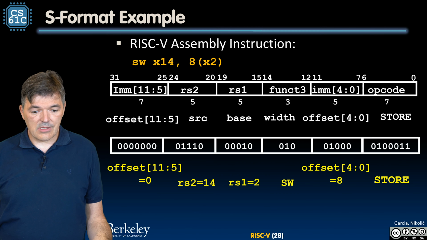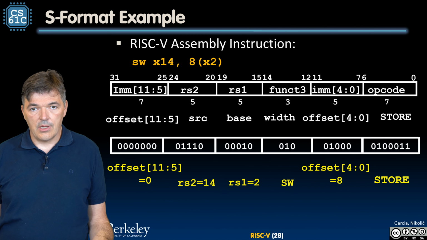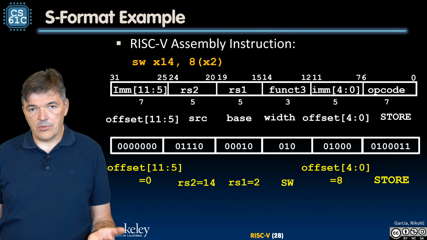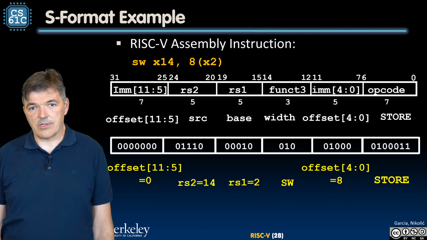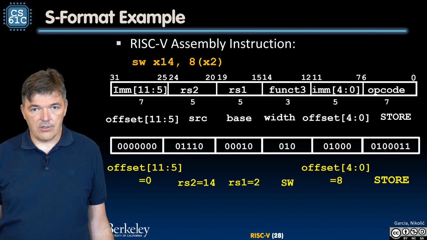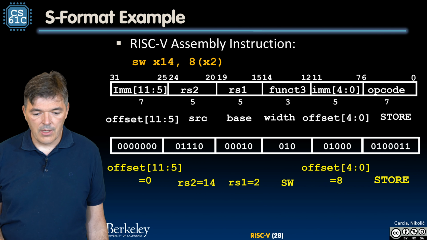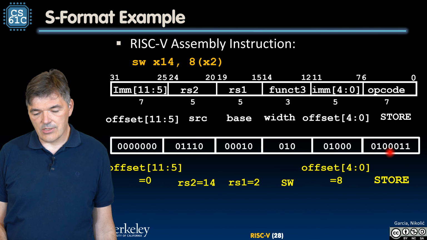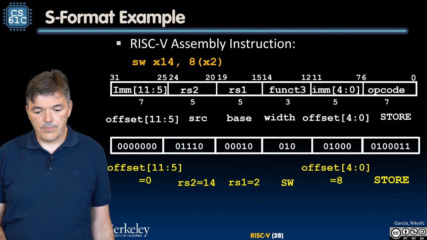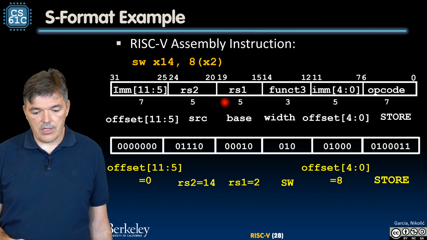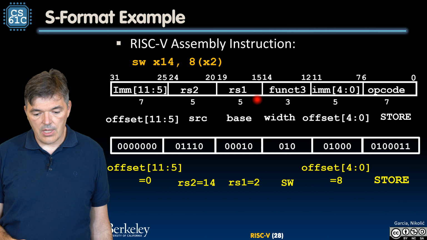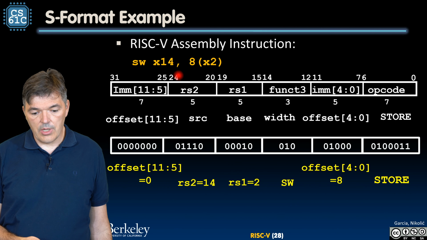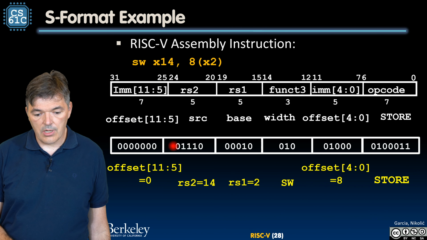Let's take a look at an example of a store. So here is an instruction to store a word from register x14 into a memory location that is pointed to by the base register x4 and an offset of 8 that is stored as an immediate value. So we get a new opcode for stores. This is 0100011. That's a store. And we have a source register. RS1 is 4. That's our base. RS2 is our content.